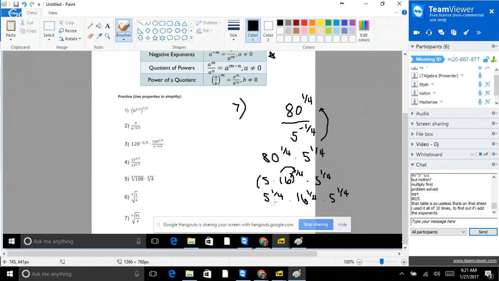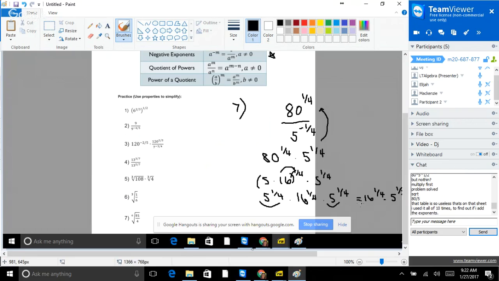All right, so now I have 5 to the 1/4 times 5 to the 1/4. Now I can add these exponents together because they both have a base of 5. Okay, so I'm left with 16 to the 1/4 times 5 to the 1/2. And I'm running out of room. Okay, 16 to the 1/4. Let's see if that's actually the same as writing the 4th root.